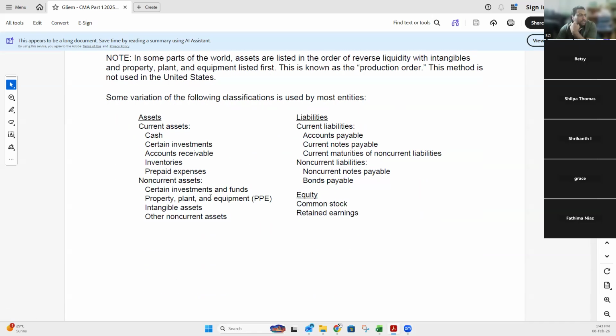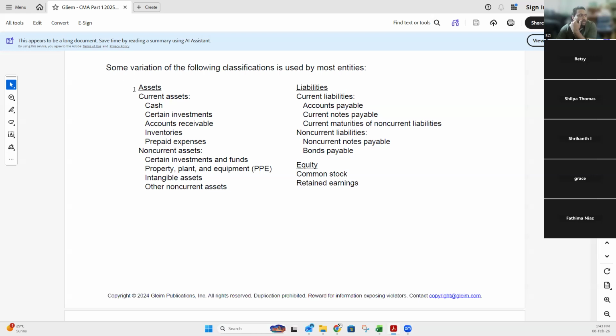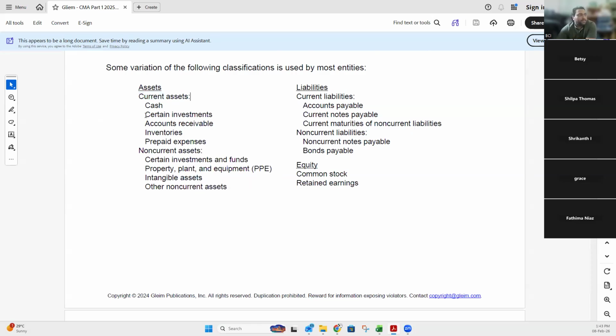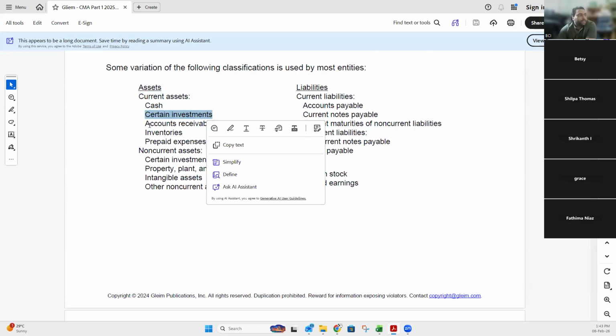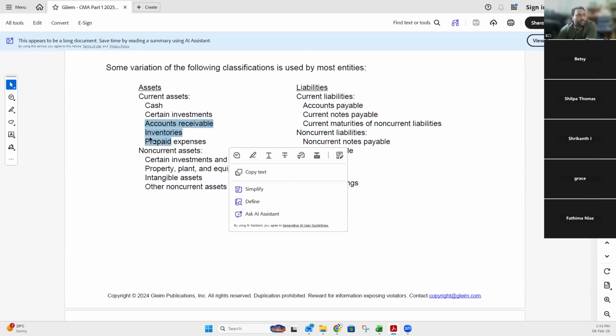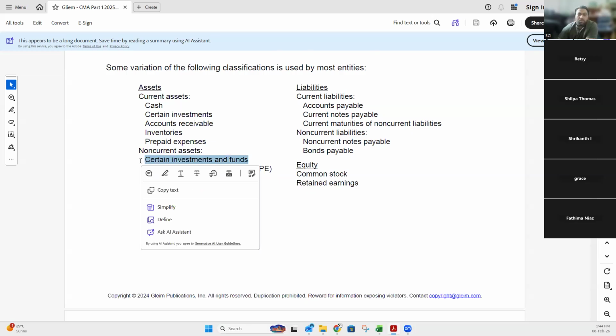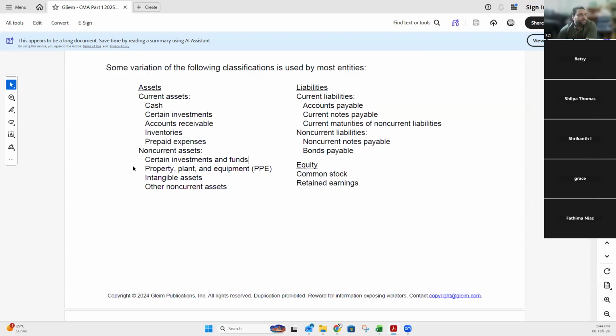Now, let's go through each of the items here. Under the assets, we have current assets and non-current assets. Under current assets, we have cash, then certain investments which are equivalent to cash, then accounts receivable, inventory, and prepaid expenses. Then non-current assets, we have certain investments and funds which we have made for the long term. We could say long-term investments, then property, plant and equipment, then intangible assets and other non-current assets.